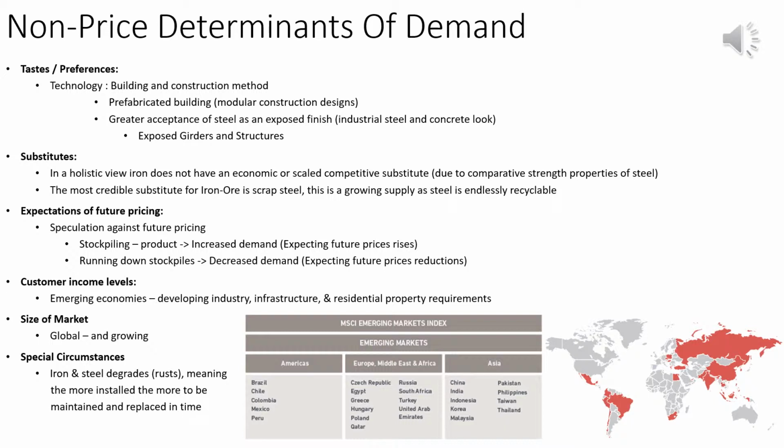Customer income levels in emerging economies are on the rise, and with the increased income levels comes increased demand for infrastructure, industrial, residential, and consumer property. Therefore, the market size is global and growing. These emerging markets go close to representing near half of the world's population. A notable point is that with all the steel in situ, this in itself creates a forward demand for steel via maintenance and upkeep.